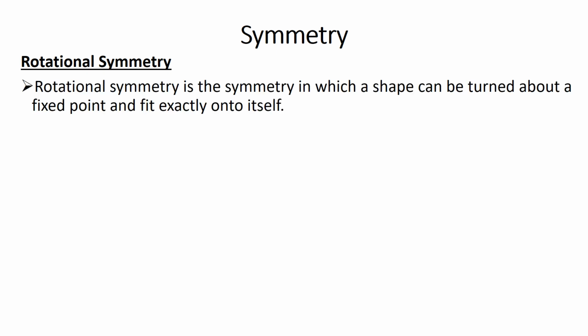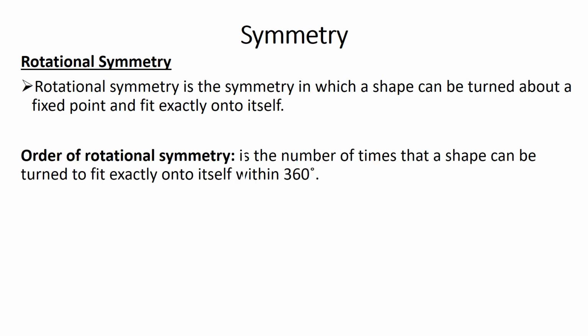Next, we take a look at rotation symmetry. Rotation symmetry is the symmetry in which a shape can be turned about a fixed point and fit exactly onto itself. You get a shape, you turn it, and at some point it looks exactly the way it was at first. That's rotation symmetry. There is what is called the order of rotation symmetry, which is the number of times that a shape can be turned to fit exactly onto itself within 360 degrees.